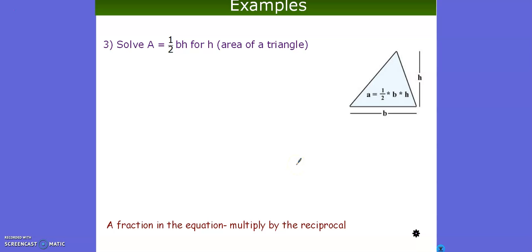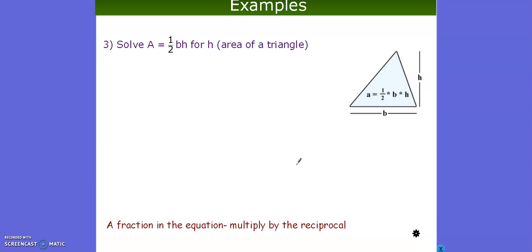In this recording, we're going to take a further look at solving literal equations and putting things in function form, but also looking at formulas that are commonly used in mathematics. Our first example is to solve A equals 1/2 bh for h.